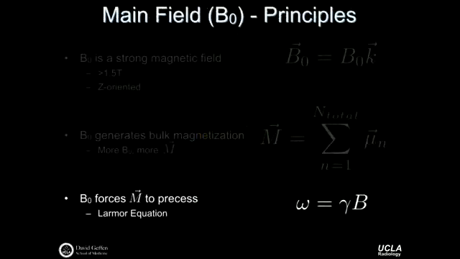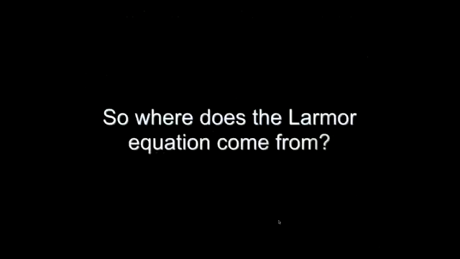Okay, so where we're headed with that as background is an understanding of where this Larmor expression, or this Larmor equation, comes from. We know, at least by just having heard that B0 forces the bulk magnetization to precess, it's going to precess according to the so-called Larmor equation, but it's maybe not obvious where that comes from, and that's what I really want to talk about.